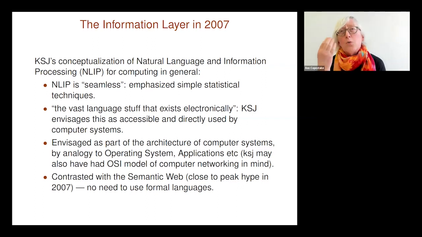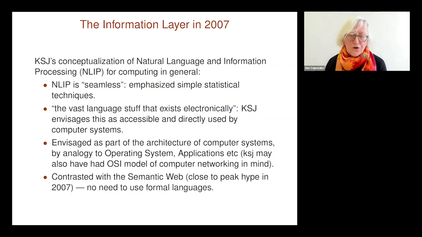2007, by the way, we're not really talking about neural models. They were known, but weren't being used all that much. Karen's thinking about language modeling, for instance, in terms of n-gram models, and information retrieval in terms of those sorts of models too. So she sees NLIP as seamless, emphasizing very simple statistical techniques. N-gram models are really quite simple probabilistic models compared with the modern models we use.